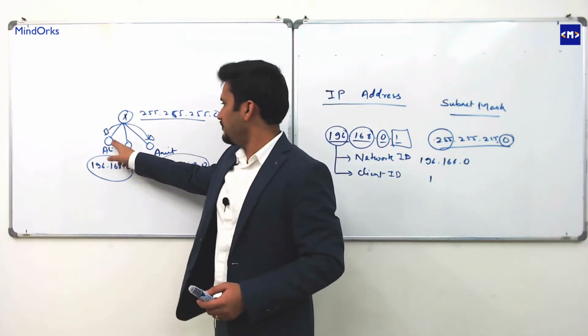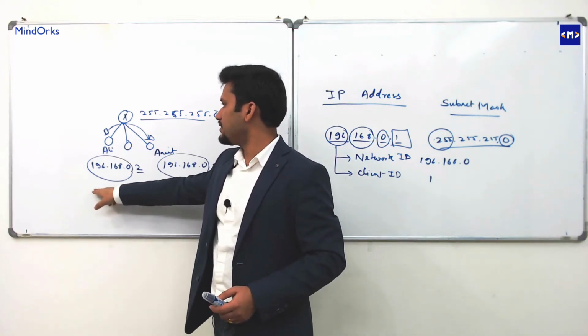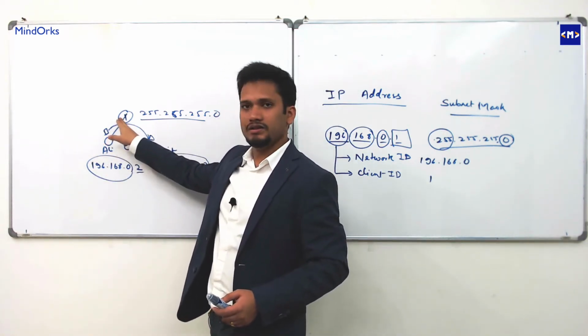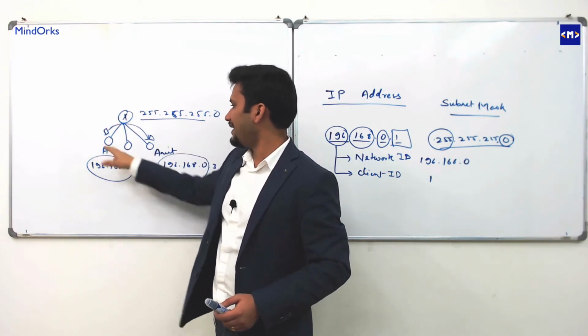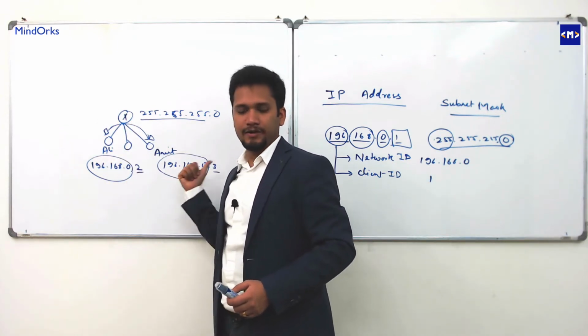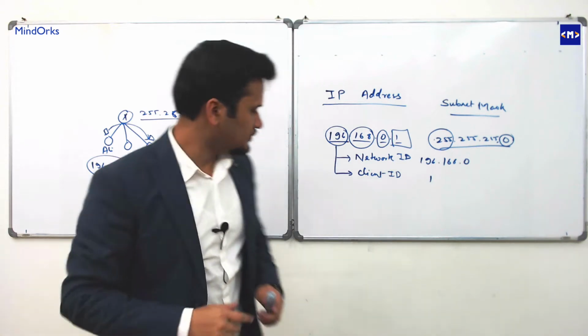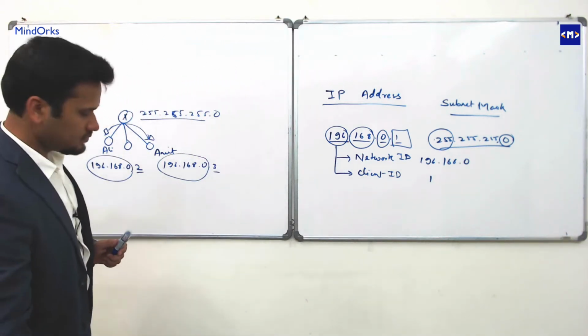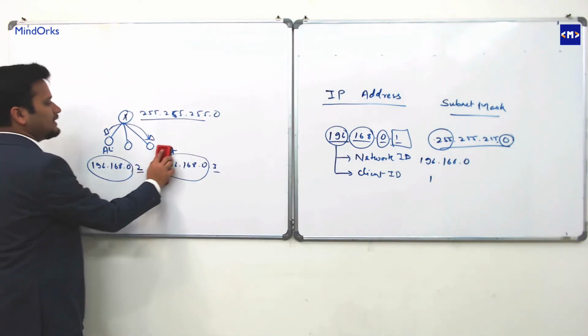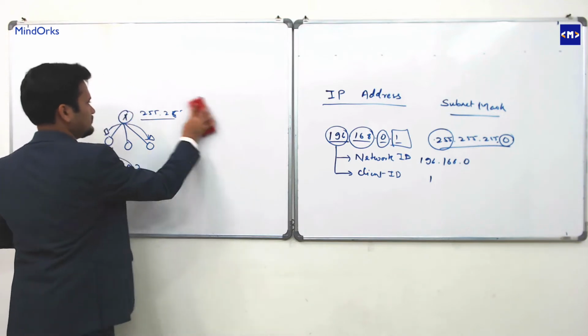When I send this information, I have the information of all the IP addresses in my network, so I can send it directly here. But now let's assume that Amit is at his house.